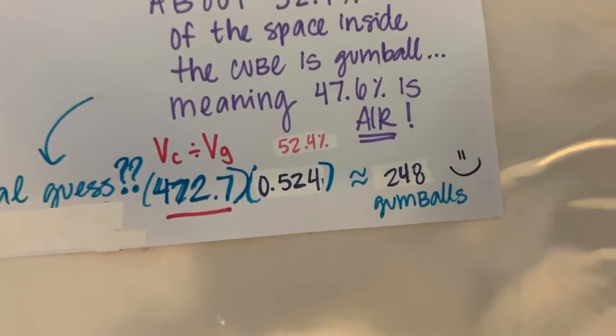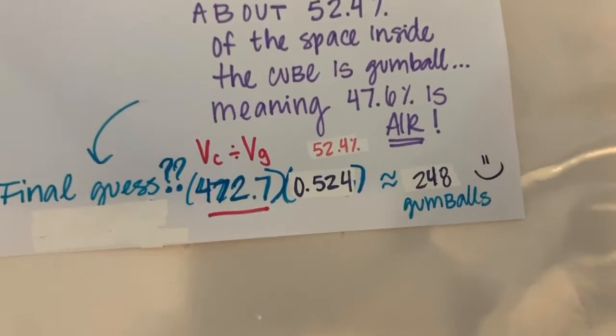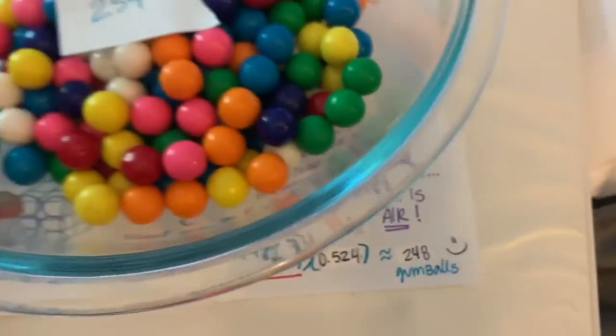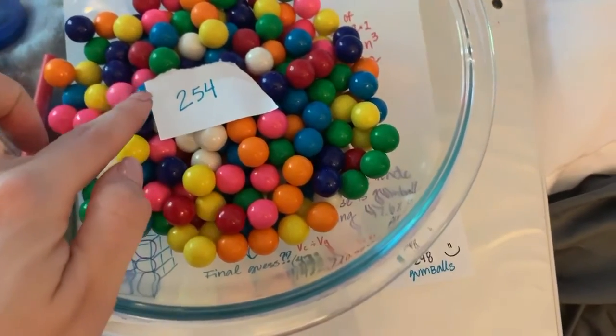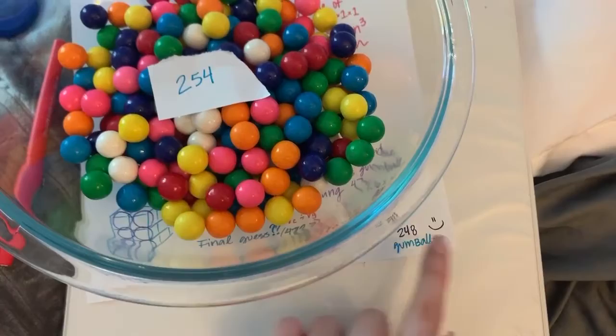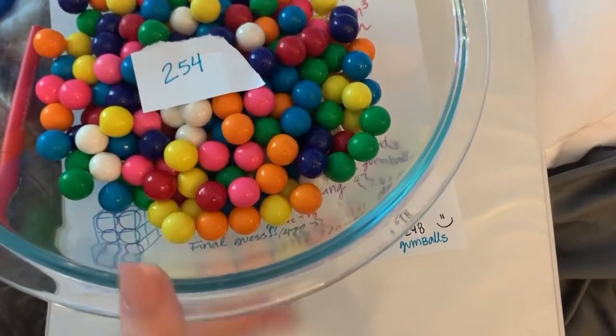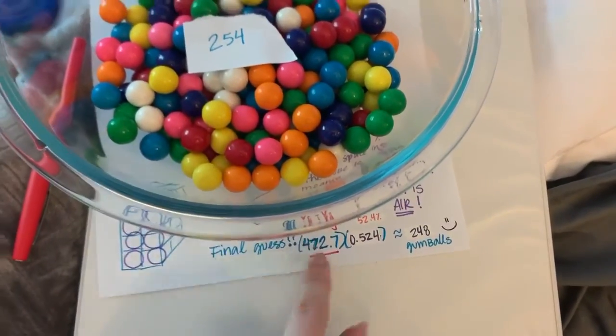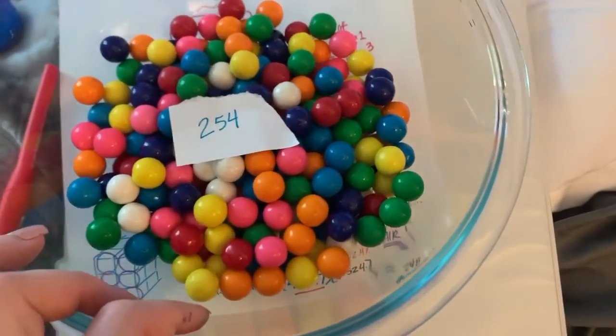So that was my final answer. Think about what yours was. This is the actual answer. The actual answer was 254. So when I account for air, my answer is really close, but when I didn't, it was way off. 473 would not have won me this guessing competition.